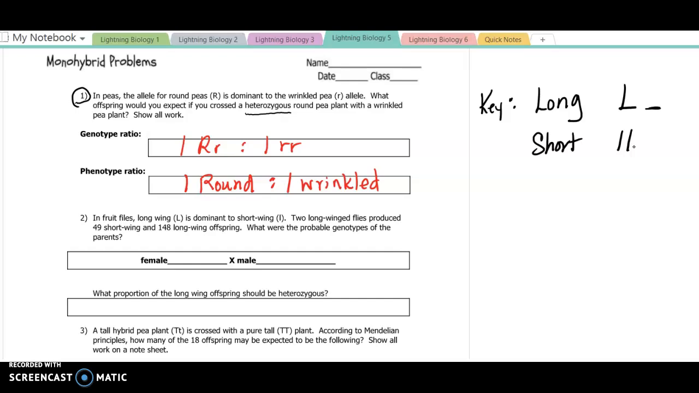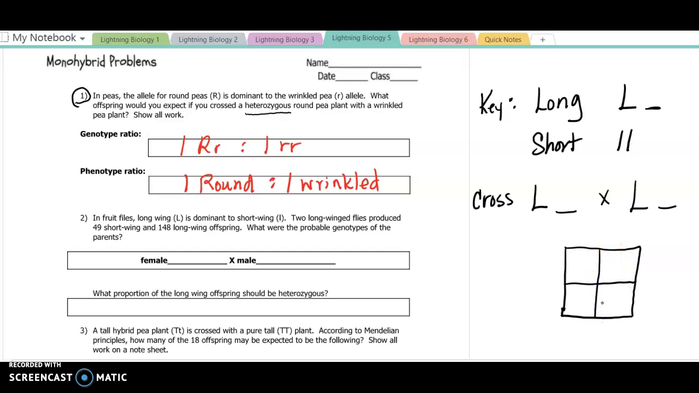This one's saying that 2 long-winged flies. So now I'm going to have my cross, but I don't know what the genotype of my cross is. But it's saying that 2 long-winged, so I know that they have to have at least a big L. I don't know what this one is. And I know that this parent has to have a big L also because they're both long wings. When they produce offspring, so now I have my Punnett square, right?